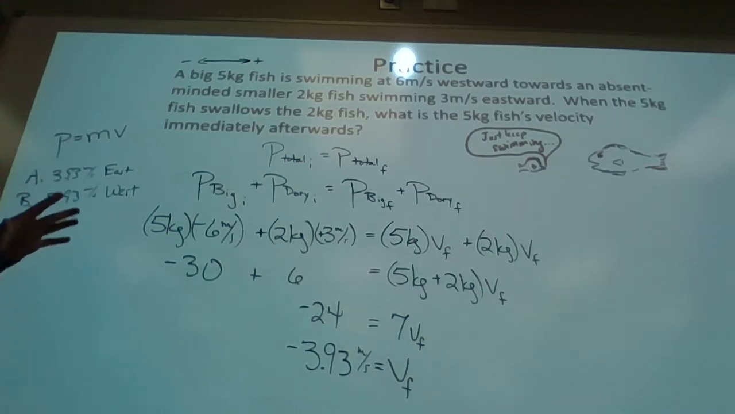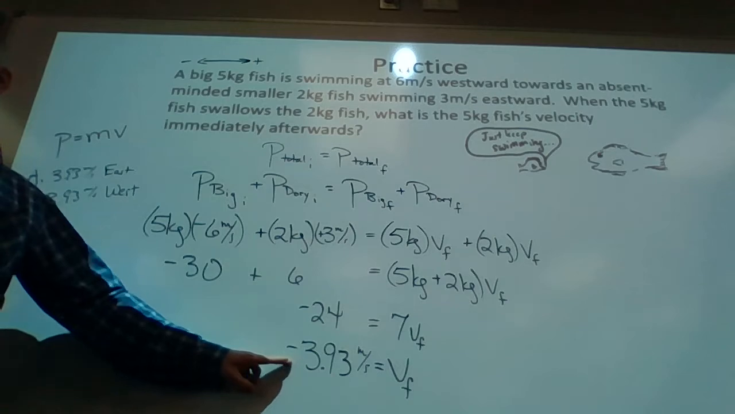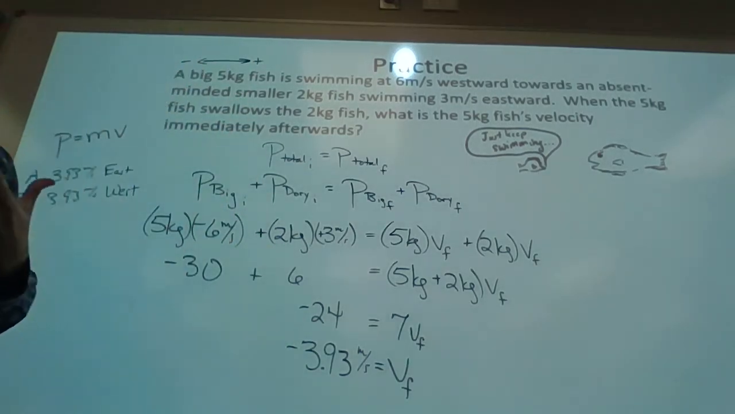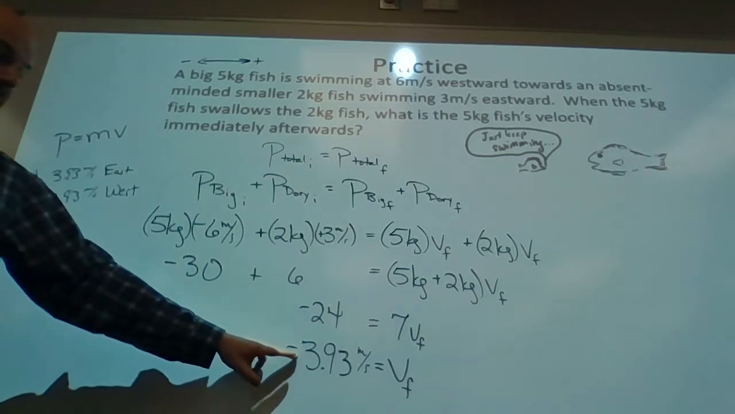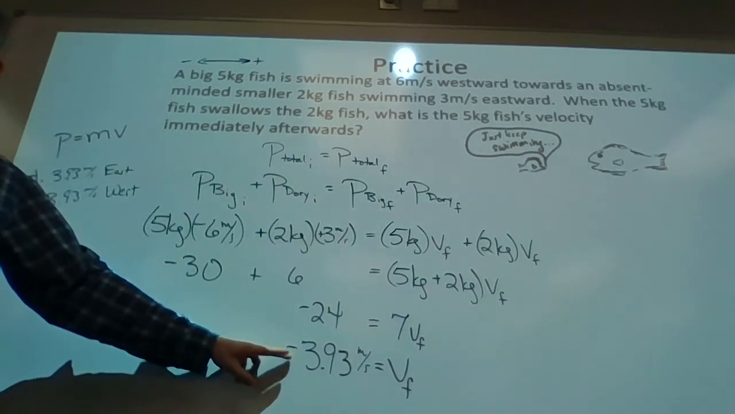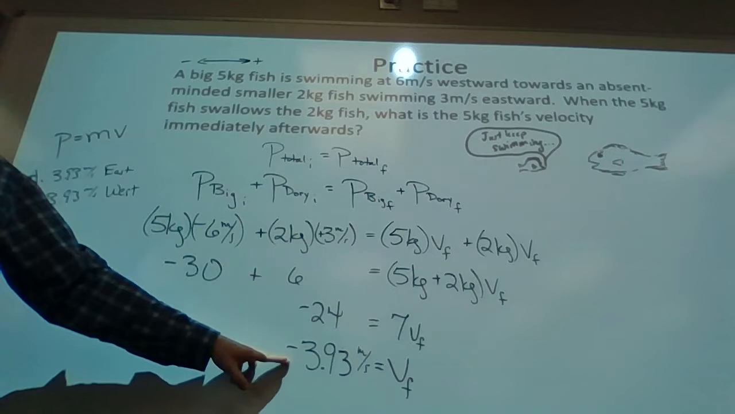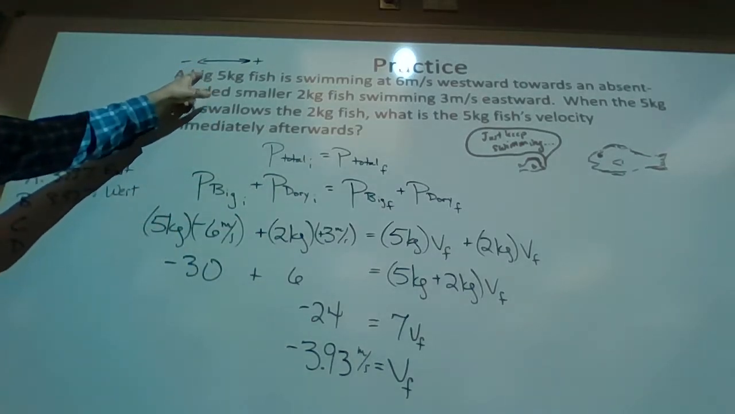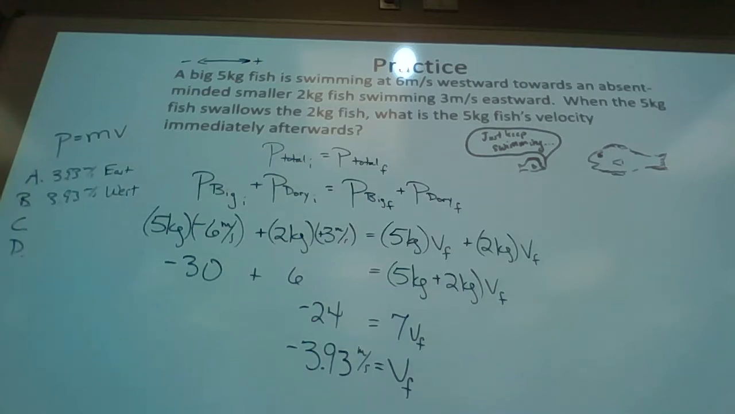Okay, for conservation of momentum questions, it's not going to say -3.93 because you might have picked the east or west to be positive. So you need to decipher this. Is this going in the east or west direction? Based upon how we defined it, it's going west. That makes sense?